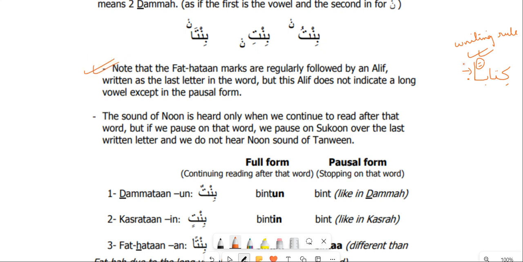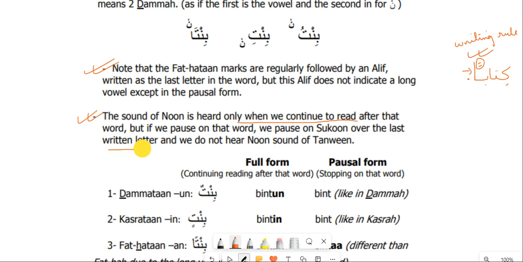When you end a word with a fathatain, it will be written with an alif. And when you want to stop, you will stop with a long vowel, kitaba. If you want to continue recitation, you will say kitaban. Then the second point is the sound of noon is heard only when we continue to read, as I explained just now. And when you pause on that word, you will pause on sukoon over the last written letter.